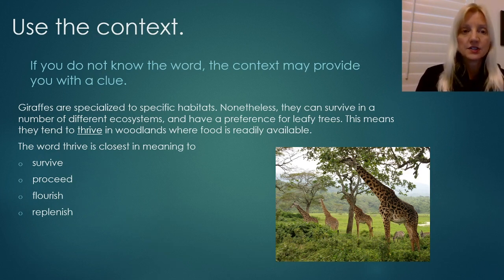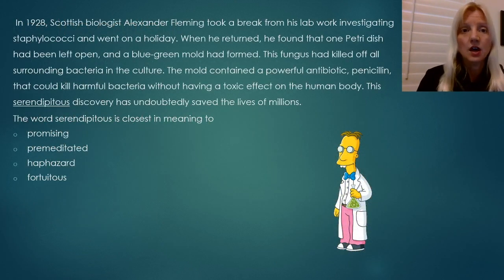So how do we know that this is correct? Well, because the context tells us that food is readily available. Now, you know if food is readily available to an animal, it's going to do very well. It's going to succeed and it's going to be able to reproduce. So the closest word to that is flourish, because flourish means to do very well in an environment, to really succeed and be able to survive and produce offspring. Okay, this one's a little longer, so please feel free to pause the video.